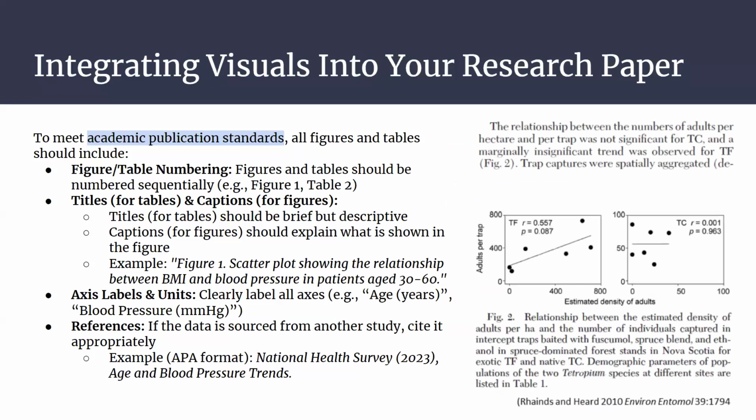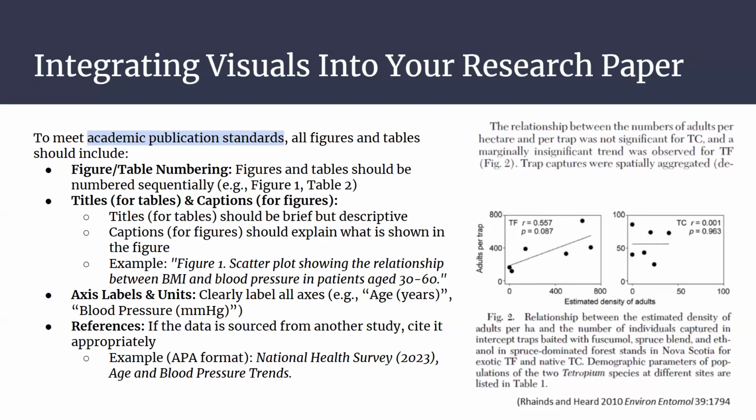So then the last thing we'll talk about before doing the tutorial is what are the best practices for incorporating your visuals and data analysis into your research submissions or papers or posters? So to me, academic publication standards is important that all your figures and tables include appropriate figure or table numbering. If you're displaying a scatter plot, it is best to name it figure 1, not scatter plot 1, and if it's a table, then you use the word table. You want to make sure you're using titles for tables and captions for figures.